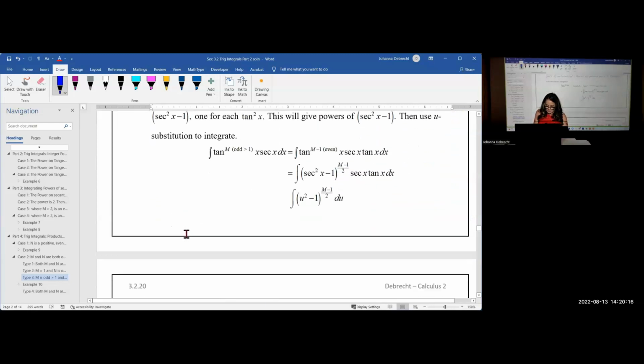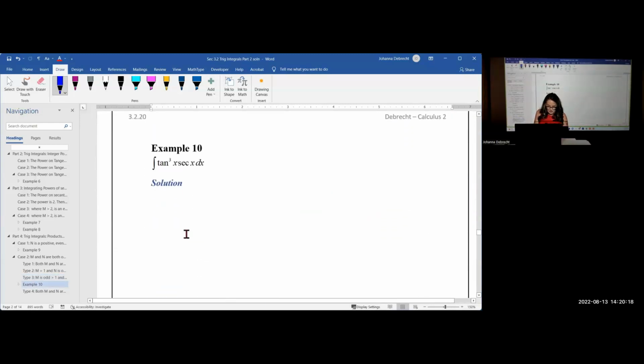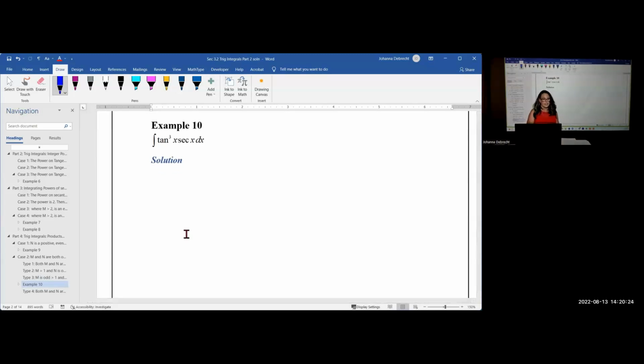Now let's take a look at example 10, which is tangent to the cubed of x, secant of x dx. We want to take a look at how we integrate this one. All right, so when we're looking at this one, we have tangent cubed times secant. Now we know secant is not the derivative of tangent, so we've got to get something in there in order to be able to integrate it. And what are we going to use?